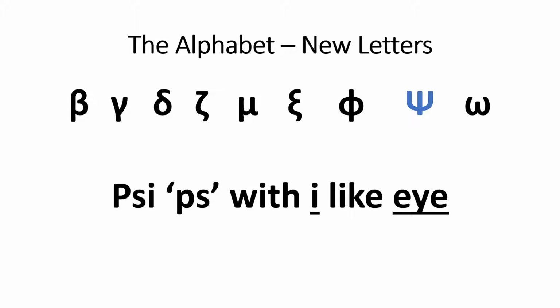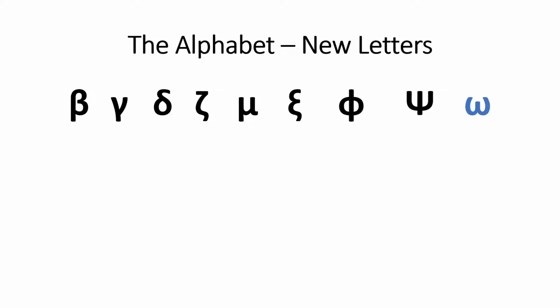You notice at the end there, I mentioned earlier, psi is a bit like psychology with P at the front. Just emphasizing that when pronouncing the word, the letter I is making the sound like I, not it. So psi. Omega. So we have an O sound, omega. So these are all the new letters from this video: beta, gamma, delta, zeta, mu, xi, phi, psi, omega.